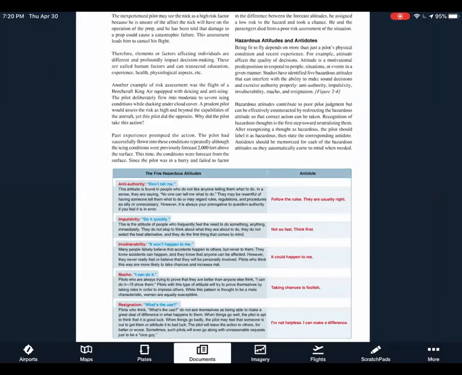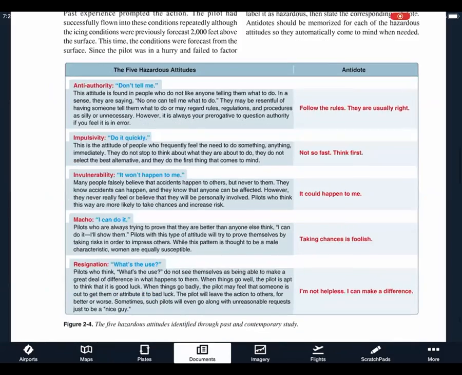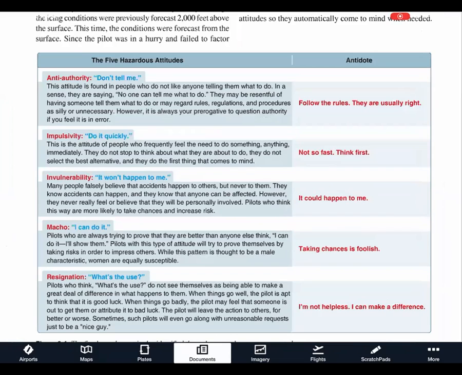Okay, so here are the antidotes given to us by the Federal Aviation Administration. With anti-authority, the simple phrase is don't tell me what to do. The antidote is follow the rules. They are usually right.